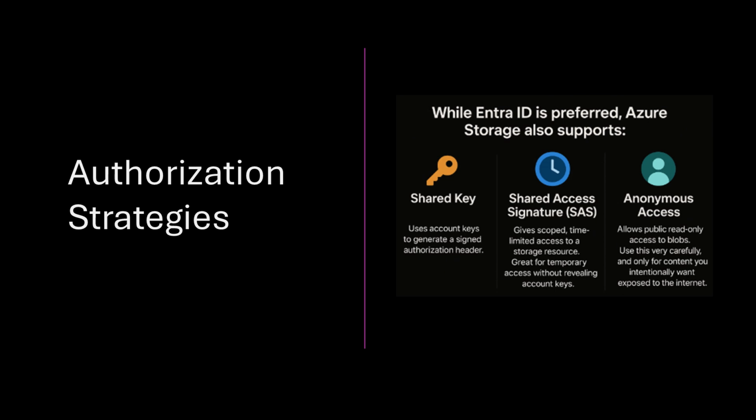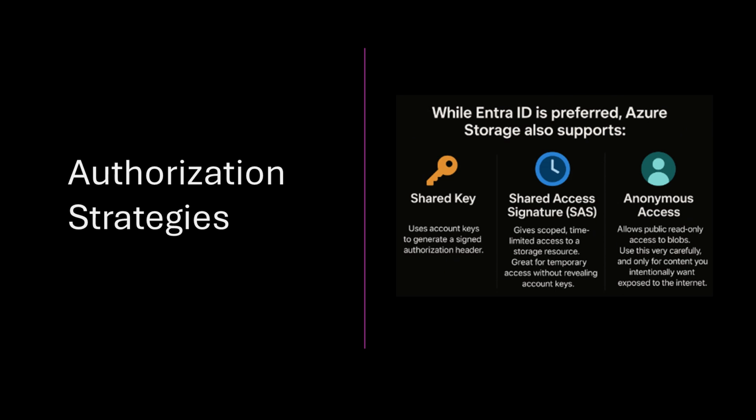Then there's shared access signature, a more controlled alternative. SAS lets you grant scoped, time-limited access to specific resources like blobs or files without exposing your account keys. It's perfect when you need to give someone temporary access for uploads or downloads. Just be sure to set an expiration and the minimum required permissions.